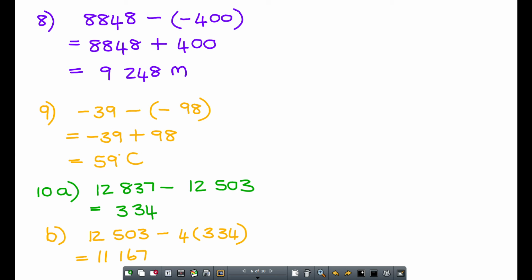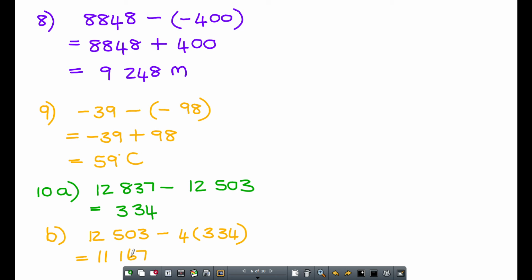Okay, number 10. The Dow Jones average dropped from 12,837 to 12,503 in one week in June. Calculate the drop in the share index. So all I had to do is subtract those two from each other, and that gave me 334. Now at B they're saying, if the price continued to drop for another 4 weeks at the same rate, calculate the Dow Jones average after those 4 weeks. So it already dropped from 12,837 to 12,503, so that's where we're going to start.